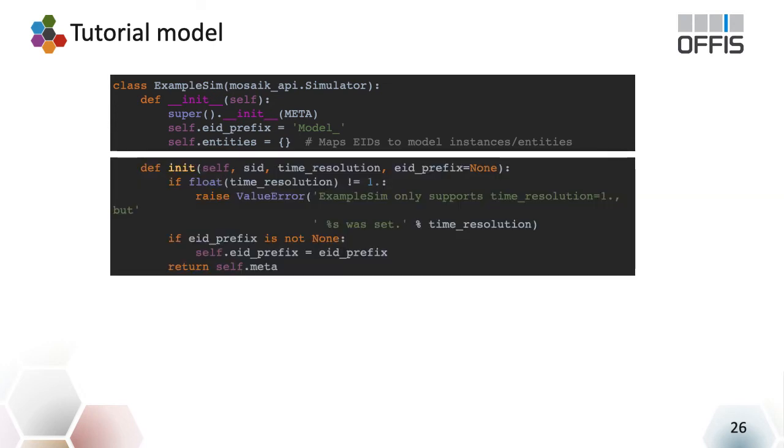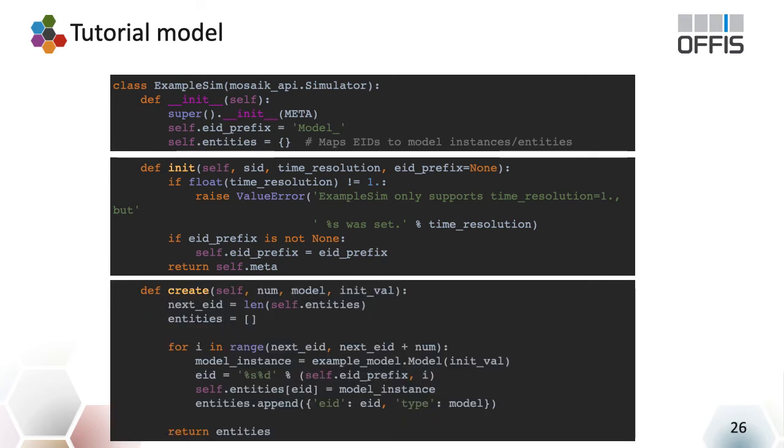Then we have to implement these methods Rafe already explained, which are part of the Mosaik simulator API. The first here is the init, where we get a simulator ID, a time resolution, and we can, if we want, override the EID prefix. In this case here, we are not doing anything with the time resolution. We're just checking if it's one. But here handling of other time resolutions could be added. Here we can override the prefix, and in the end, we return the meta object, which was defined on the slide before, to get all this information back to Mosaik.